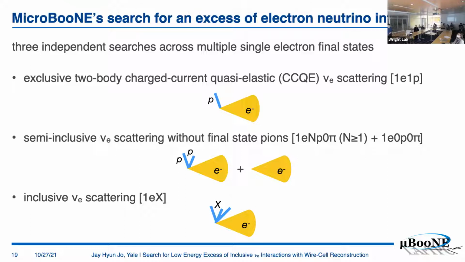Second is what we call the semi-inclusive. Here we have 2 topologies. One is the electron with multiple protons, more than 1 proton. And the other is just the electrons without any protons. This is what we call 1eNp, and this is 1e0p. And we are also trying to select without any pions, so there's a 0 pi also attached to it.